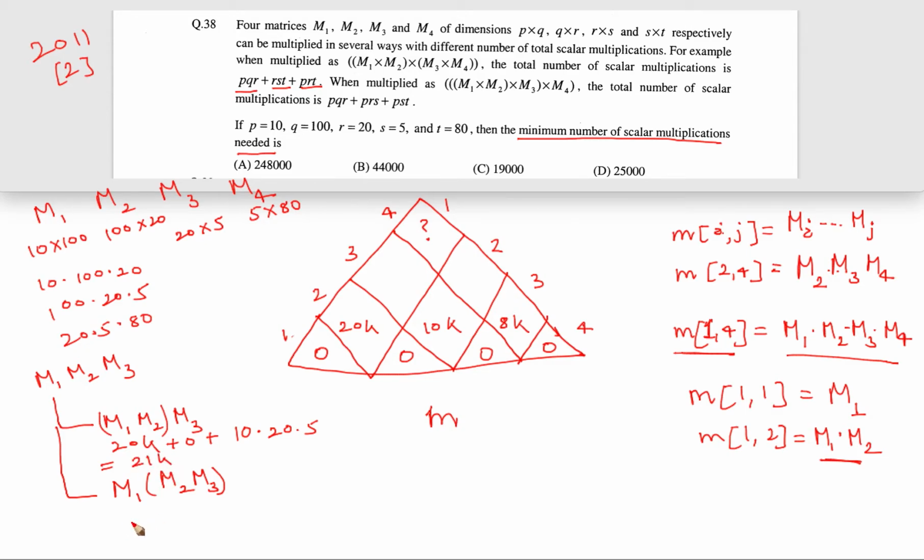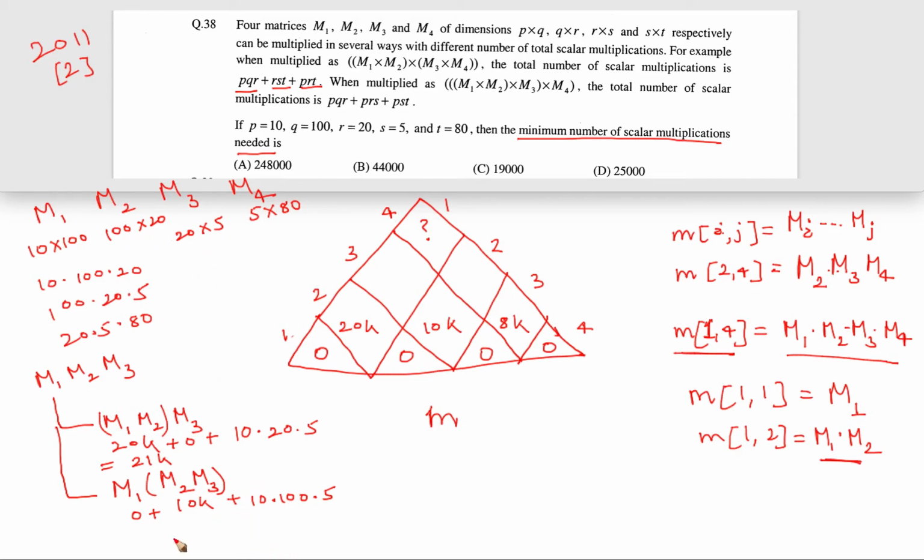Now for the other way, M1 is just a single matrix, and M2 M3 is the cell 2 comma 3, which is 10k. Then we add 10 into 100 into 5, because M1 is 10 cross 100, and M2 M3 is going to come to 100 cross 5.